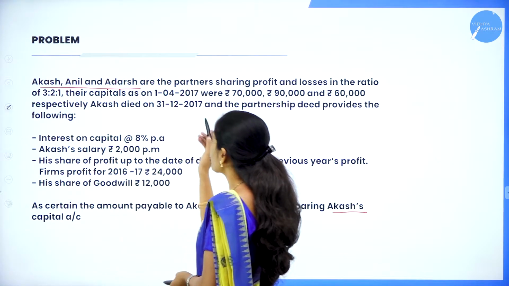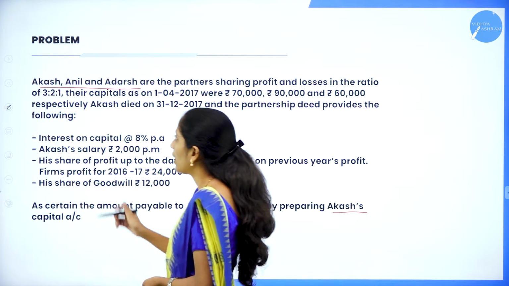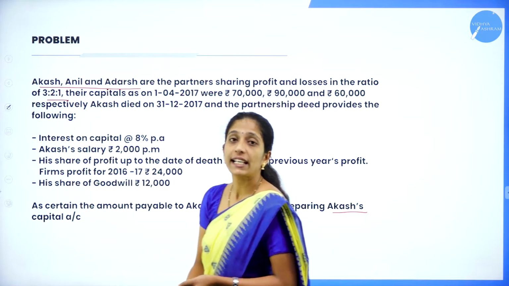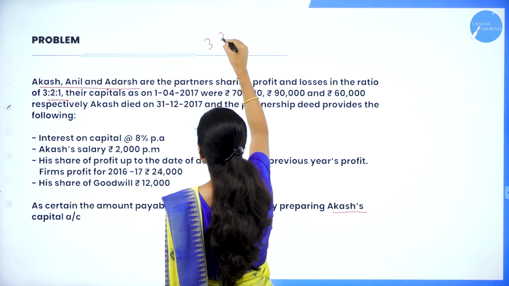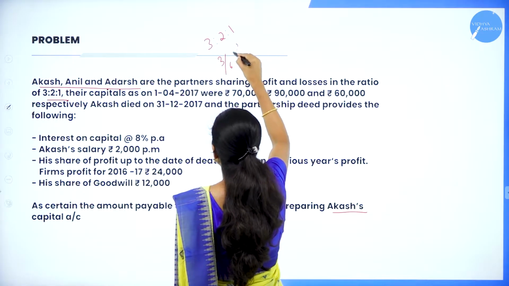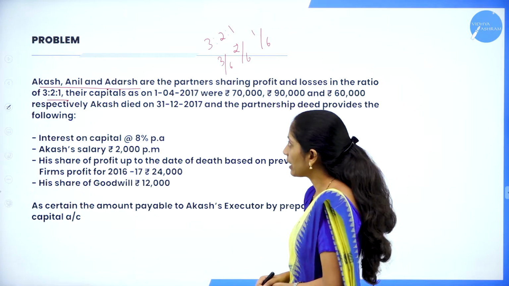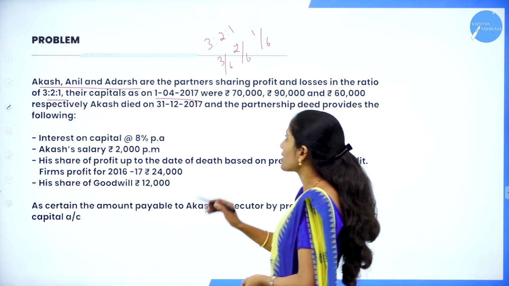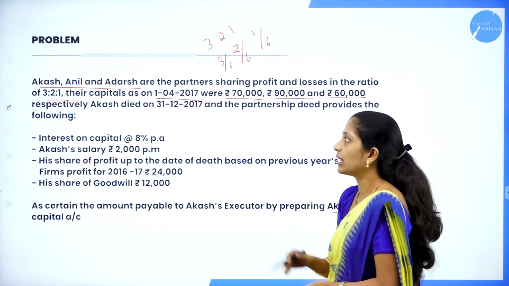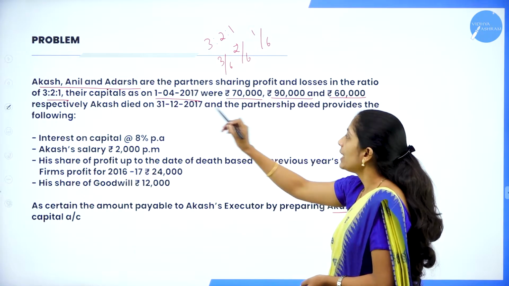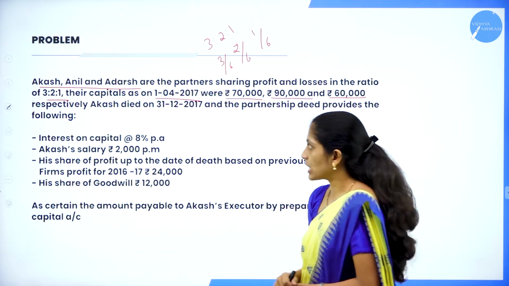Akash, Anil and Adarsh are partners sharing profits and losses in the ratio of 3:2:1. Now we know the partners here, Akash, Anil as well as Adarsh, and they have given the profit sharing ratio 3:2:1, that is 3/6, 2/6 and 1/6. Their capitals as on 1/4/2017 were rupees 70,000, rupees 90,000 and rupees 60,000. So Akash's capital is rupees 70,000, Anil's capital is rupees 90,000 and Adarsh's capital is rupees 60,000 respectively.